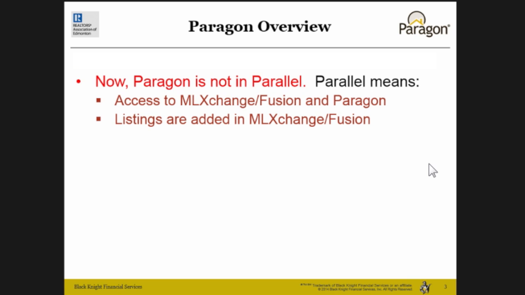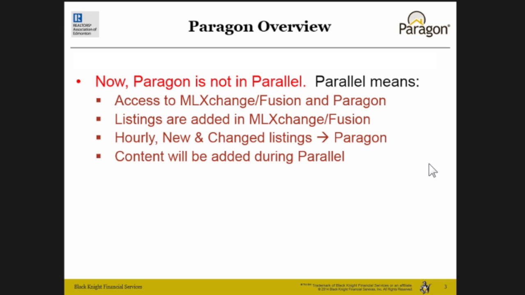As you're working along, add all your information inside ML Exchange and Fusion, and on an hourly basis, Paragon will take that information from ML Exchange and Fusion, process it, and drop it into Paragon. That way, as you are using Paragon for email notifications and other functionalities, at most, it'll be 59 minutes behind what's actually going on inside ML Exchange and Fusion.